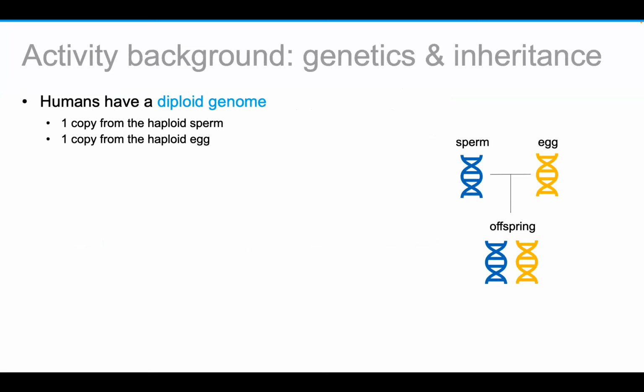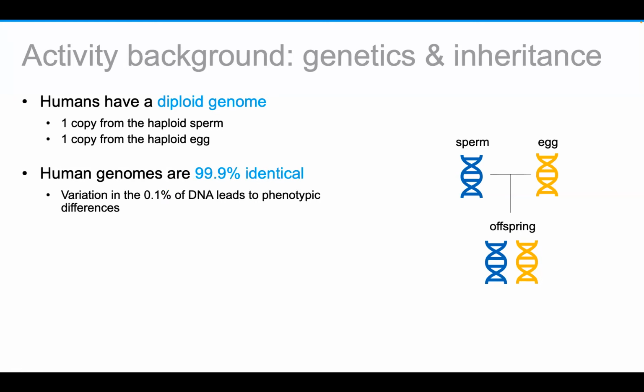So background is presented first to the students, and we start off with genetics and inheritance. Just as an overview, we'll go through this as well for this webinar. Humans are diploid. They have diploid genomes, which means that we have 2 copies of every piece of DNA. 1 copy is passed from each gamete, 1 copy from the haploid sperm, and 1 copy from the haploid egg. This is what we see in this example here, and these sperm and egg cells come together to create the offspring, as is shown here.